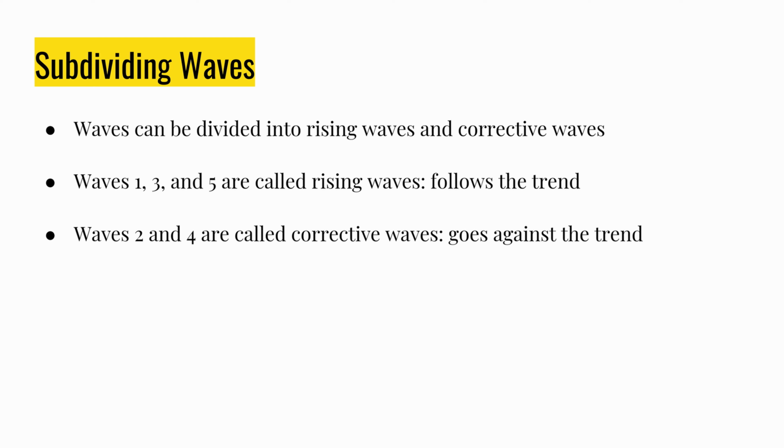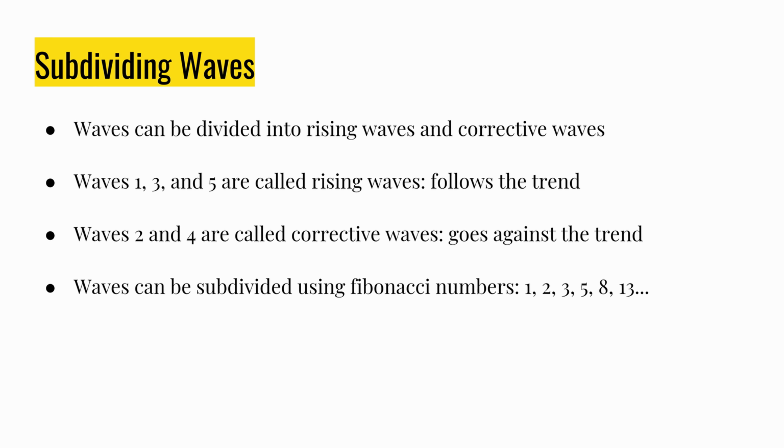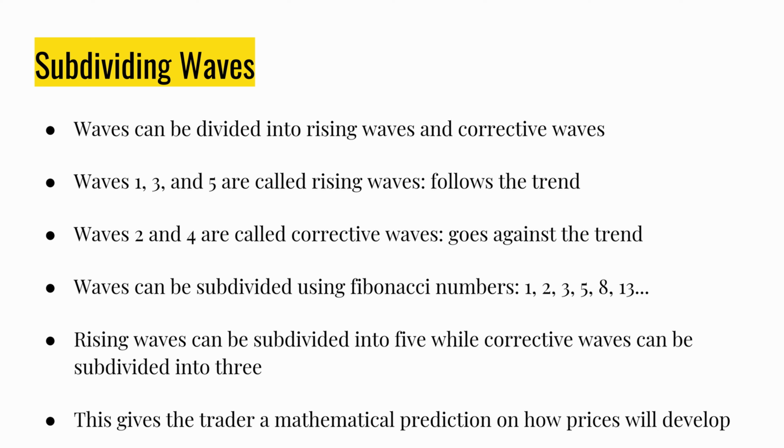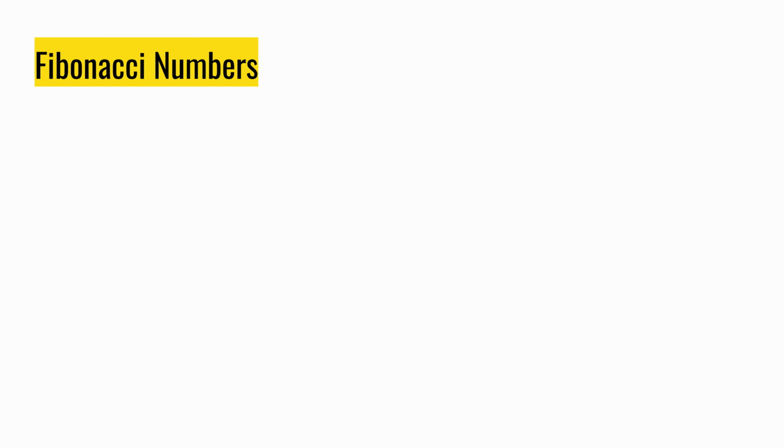Individual waves can be subdivided using Fibonacci numbers. For instance, wave 1 can be divided into 2, 3, 5, 8, and 13 waves. Rising waves are usually subdivided into 5 sections, while corrective waves can be subdivided into 3 sections. The use of Fibonacci numbers in the Elliott Wave Theory allows the user to form a prediction of the price action based on math. I'll be talking about the significance of the Fibonacci numbers more specifically in the next video, so stay tuned. But for now, this should be enough. Well, that was a lot of information that I just went through, so let's try to visualize this.